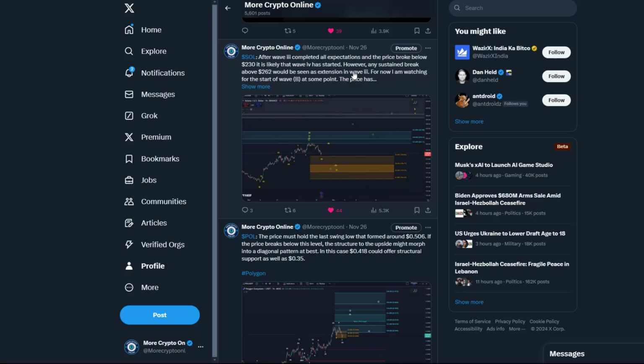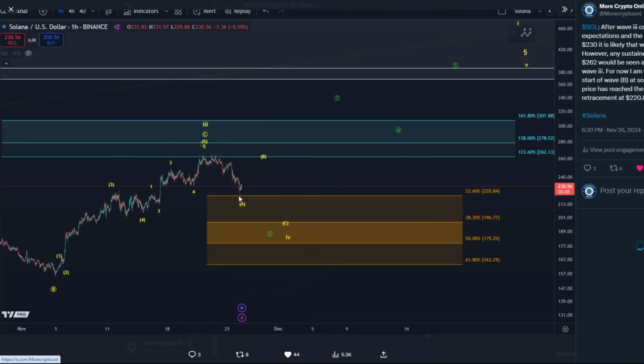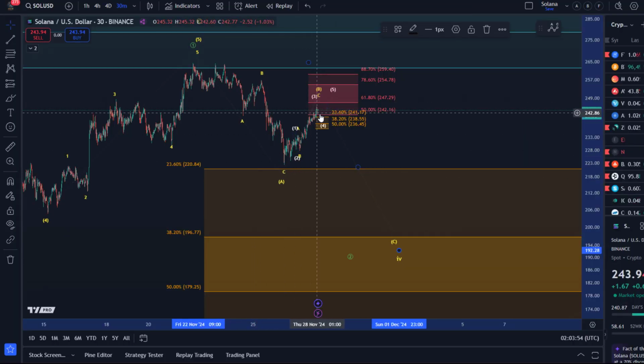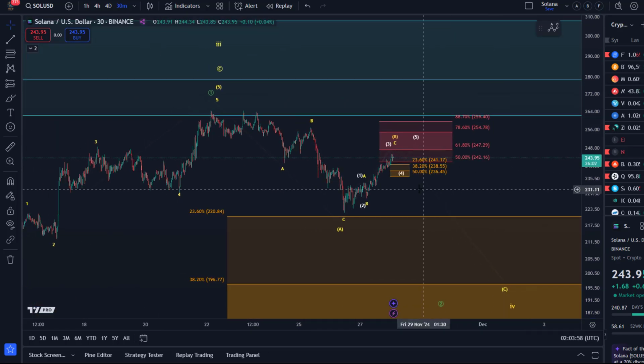That was posted yesterday. For now, I am watching for the start of wave B at some point, and we had reached this level and we already saw a reaction. And this is precisely what we see right now. You can see that the price reacted, we're now rallying, and now it's about, okay, what is that microstructure?